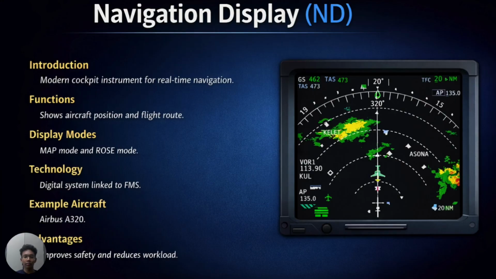The technology of the navigation display is a digital system connected to the flight management system. An example of an aircraft that uses the navigation display is the Airbus A320. The advantage of the navigation display is that it is easy to read and understand. It improves flight safety and reduces pilot workload.